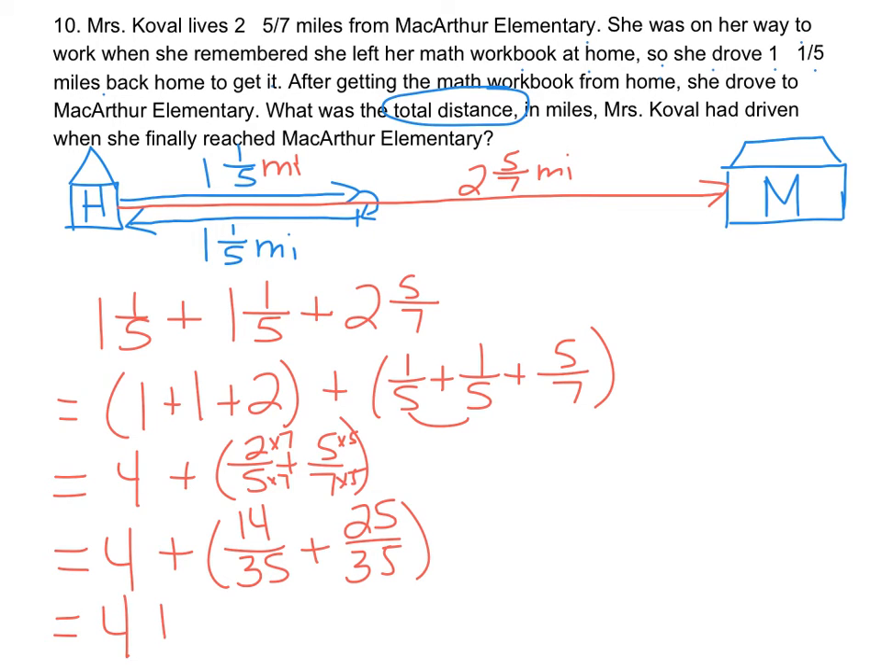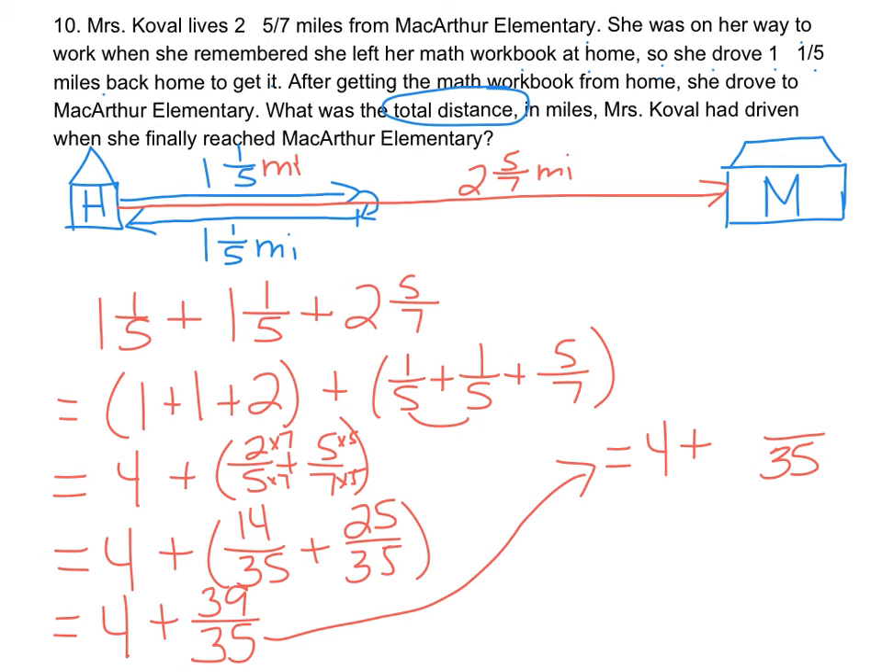All right, denominator stays the same. 14 plus 25 is, add 10, 35 plus 4, 39. Uh-oh, ran out of room. So now I have 4 plus 39/35ths, an improper fraction. So let's get a mixed number. So 39 divided by 35, or how many 35s fit into 39, which is 1. I'm taking away the 35 from the 39, which leaves 4. All right, 4 plus 1 is 5, and 4/35 miles.